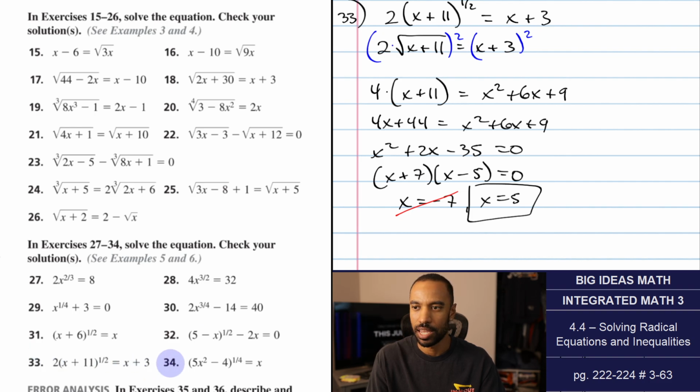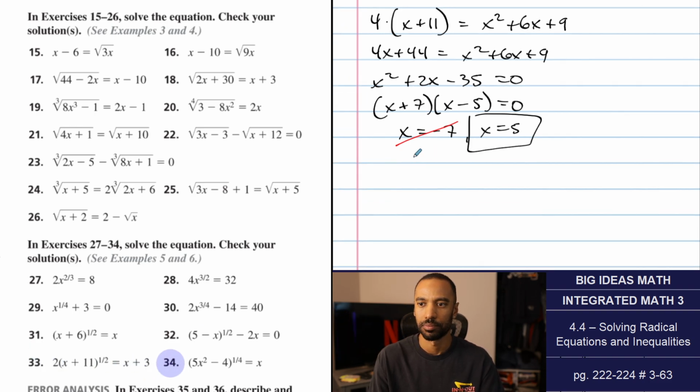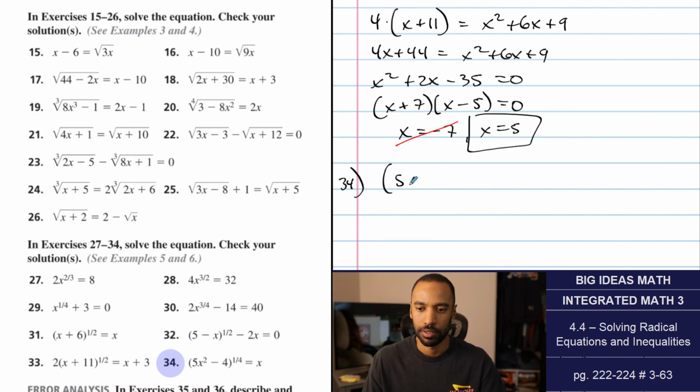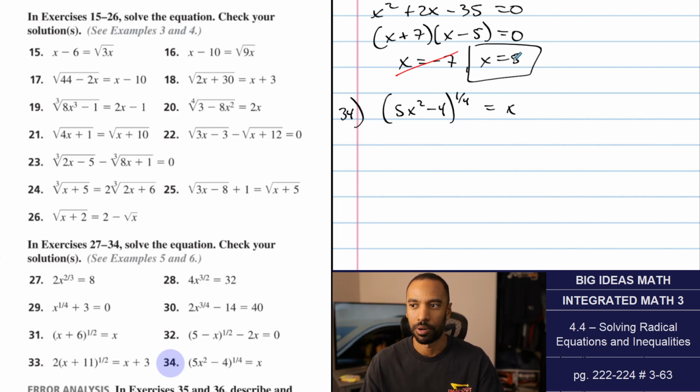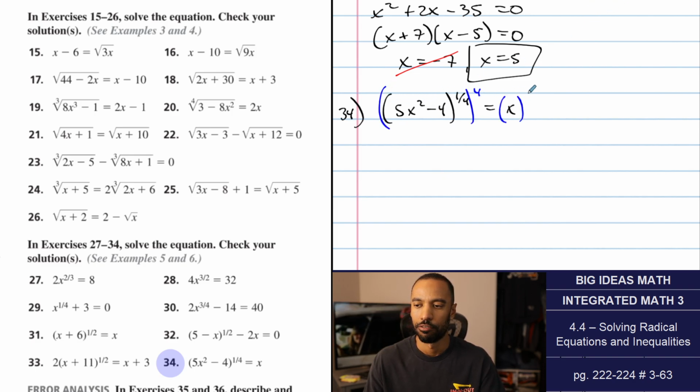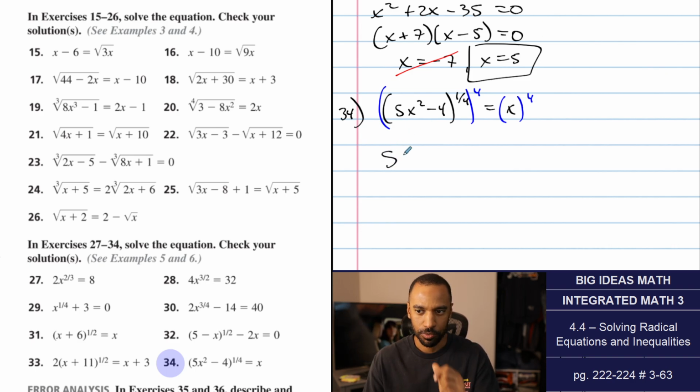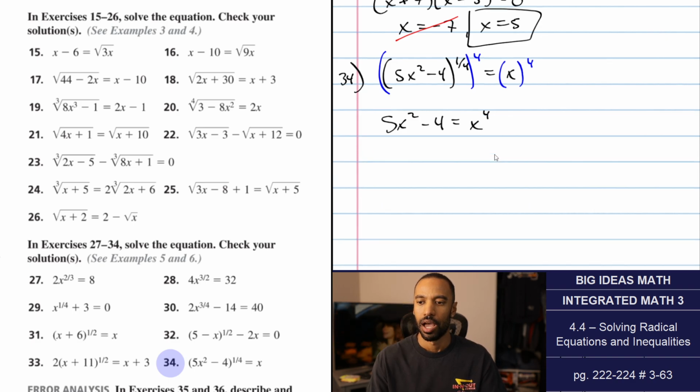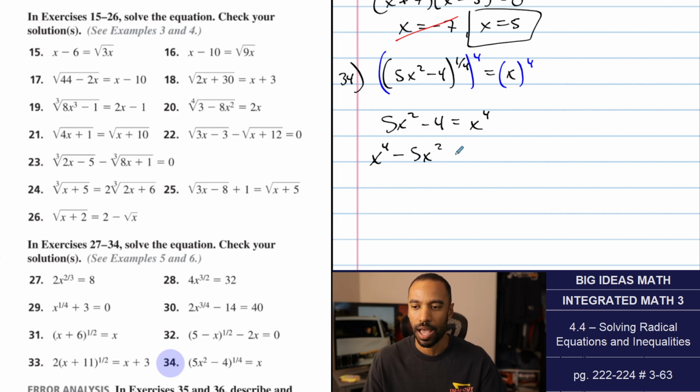Number 34. A quadratic inside a fourth root. We have (5x squared minus 4) raised to the 1/4 equals x. This is isolated. We'll raise both sides to the 4th power, right? Okay, this becomes 5x squared minus 4 equals x to the 4th. All right, treat it as quartic form. I will subtract the 5x squared over. I will add the 4 over.